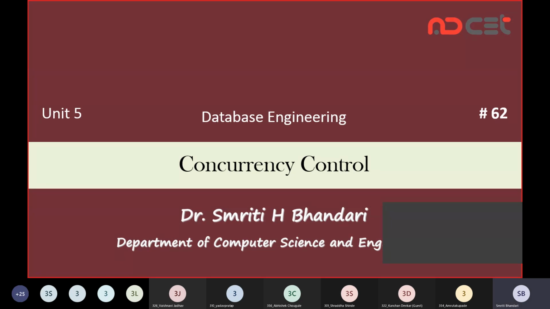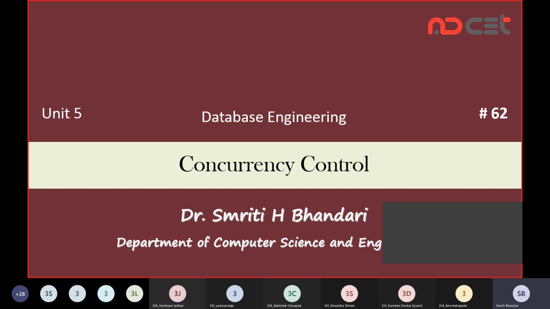Later, we had a discussion about the state transition diagram of a transaction. So what are the states in which a transaction may enter? We have gone through all those steps. And finally, we discussed the SQL statements commit and rollback with respect to executing the transactions.